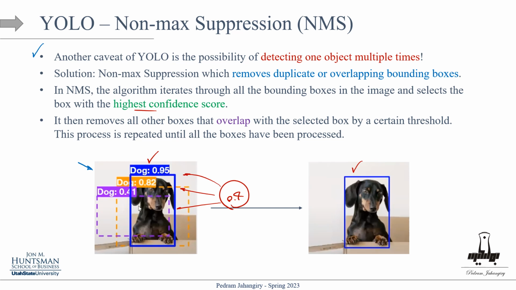So that's how we fix this caveat of the possibility of detecting one object multiple times using NMS. All right, we are done with the object detection. Let's talk about image segmentation.